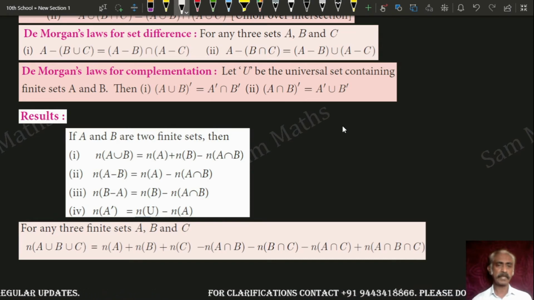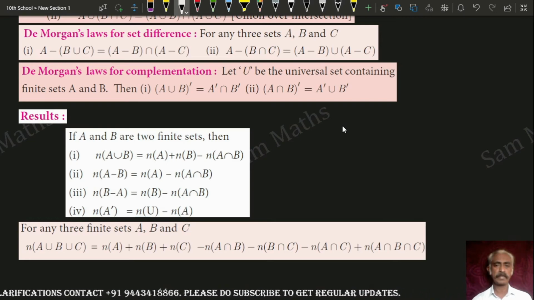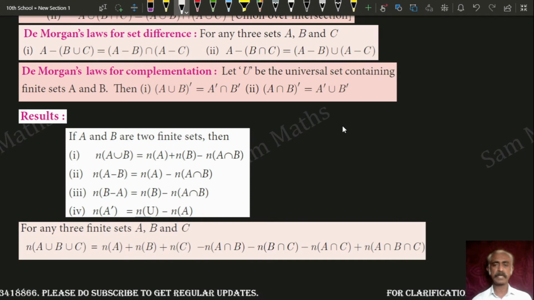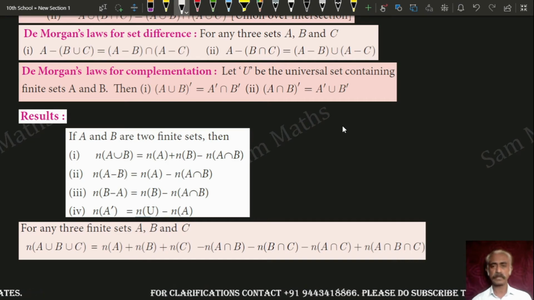Then for any three finite sets A, B, C, n of A union B union C is equal to n of A plus n of B plus n of C minus n of A intersection B minus n of B intersection C minus n of A intersection C plus n of A intersection B intersection C. Just remember all these things, then you will be comfortable to learn the 10th standard portions.